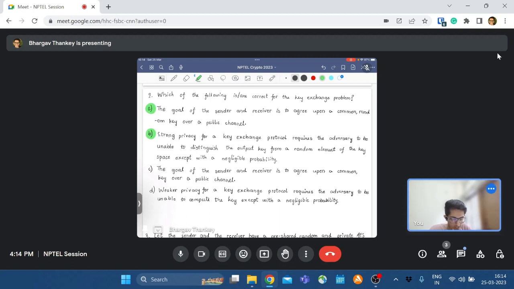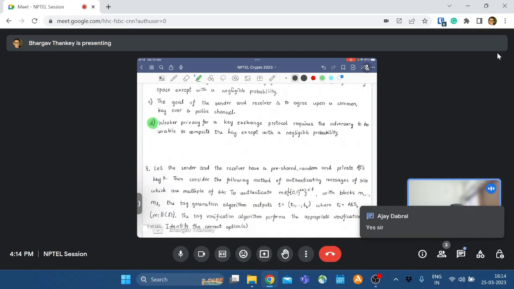And D is weaker privacy for a key exchange protocol requires the adversary to be unable to compute the key except with a negligible probability. This is also true. This is just the definition of the weak privacy notion for key exchange protocols. So A, B, and D are correct. Is this fine? Okay. So let's move on to the next problem.